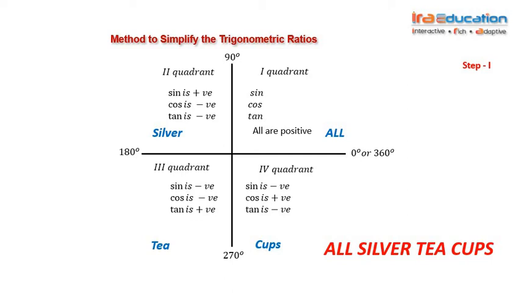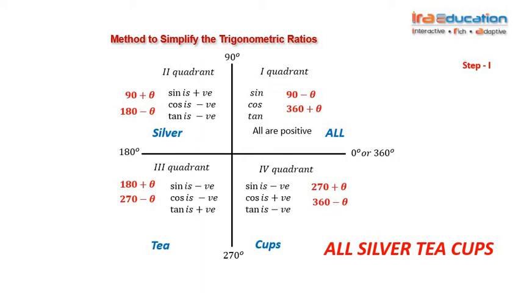Students need to remember this line. All, silver, T, cos. Let us now look at what angle lie in each quadrant. We also need to know that 360 plus theta and 90 minus theta lies in the first quadrant. Similarly, 90 plus theta and 180 minus theta lie in the second quadrant. 180 plus theta and 270 minus theta lie in the third quadrant. Finally, 270 plus theta and 360 minus theta will lie in the fourth quadrant.